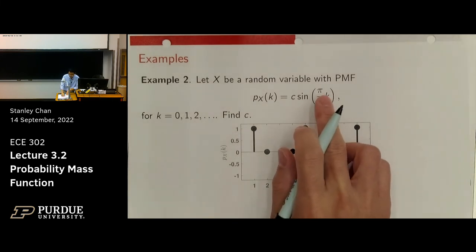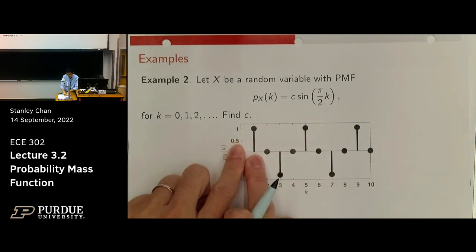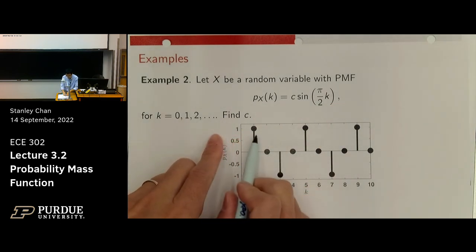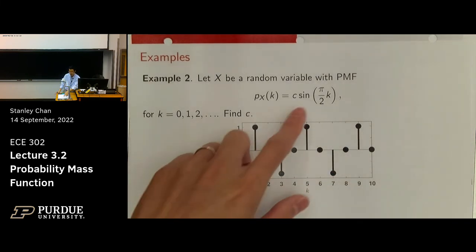So I have plotted out sin of pi over 2 times k. When k is 1, you get 1. And then when k is 2, you get 0. When k is 3, you get minus 1. And then 0 and 1 and 0 and minus 1 and so on. Okay, so this is the value of that.